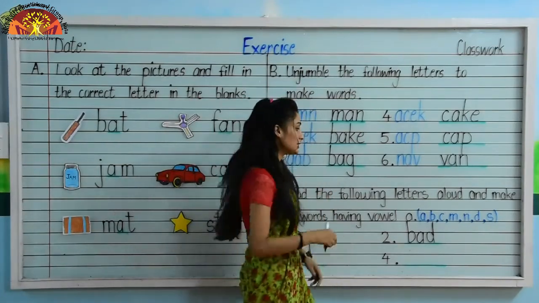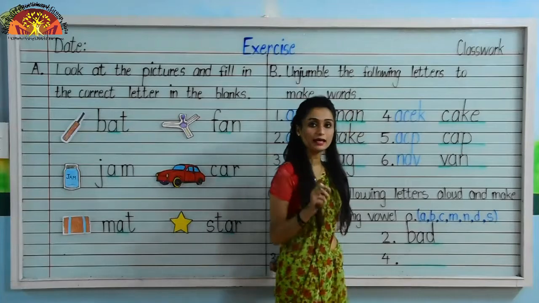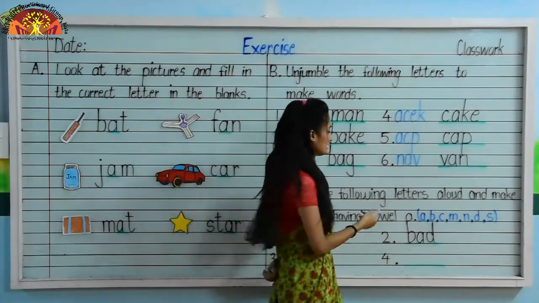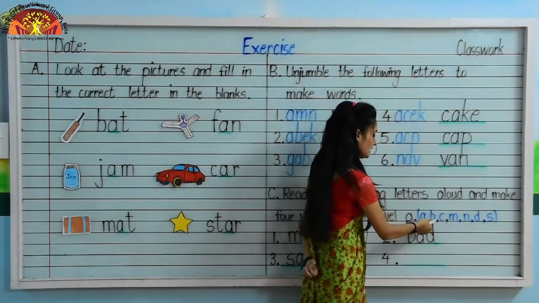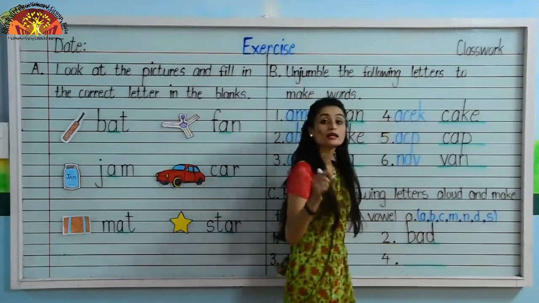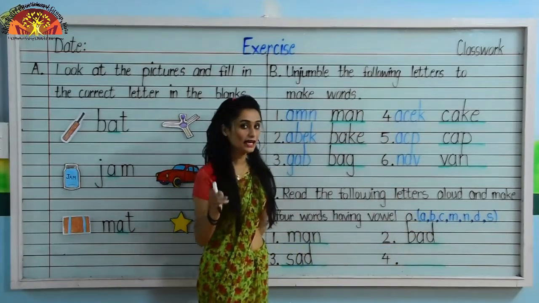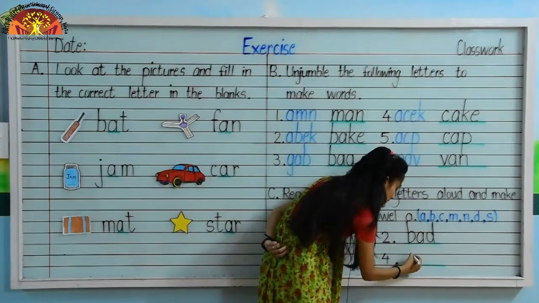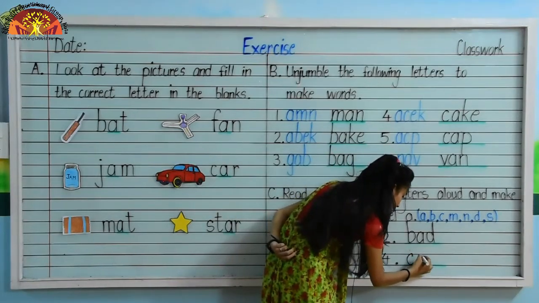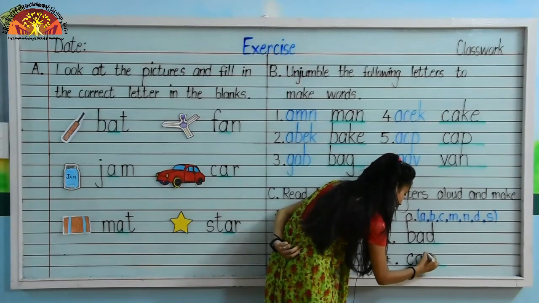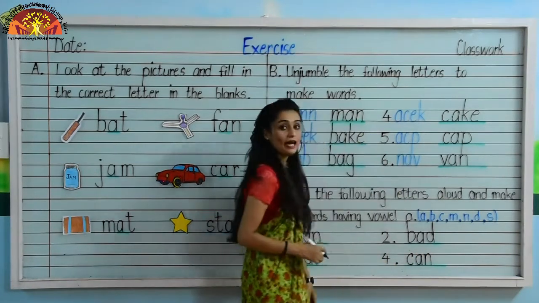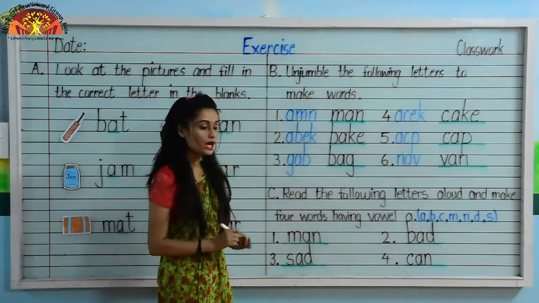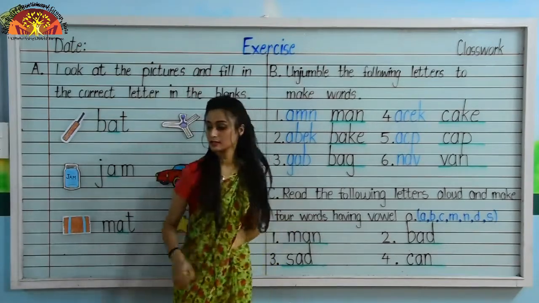What is our fourth word, kids? Look over here in this blank and try to make a word. Yes, you can make C-A-N. Can. So our fourth word is C-A-N. Can. So these are our 4 words.